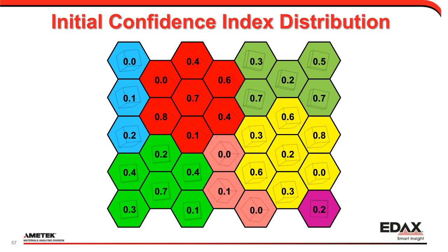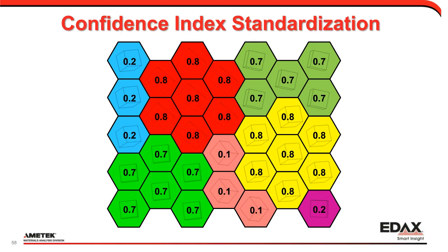Because of that, I'll take those lower CIs, in this case the 0.0s, 0.4s, and all the other ones, and standardize them to be the same. So now I can see that on the grain scale, all of these basically have the same CI. So if I use that CI partition method, I would not be throwing them out. Let's go ahead and do this now.